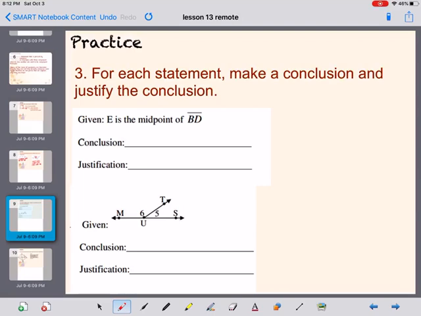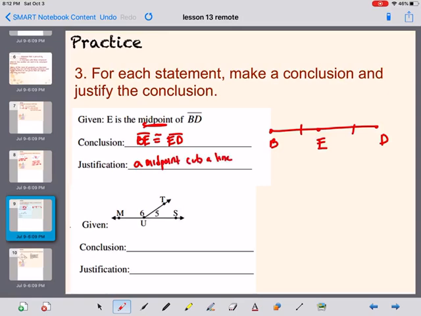So for the first one, if I know that E is the midpoint of BD, I'm going to draw myself a little picture just so I have a visual. So again, they told me it. It's a fact. What can I conclude? Well, midpoints, by definition, cut a line segment into two congruent pieces. So my conclusion could be BE is congruent to ED. And my justification? A midpoint cuts a line segment into two congruent pieces. See? You're already writing proofs and you don't even know it.